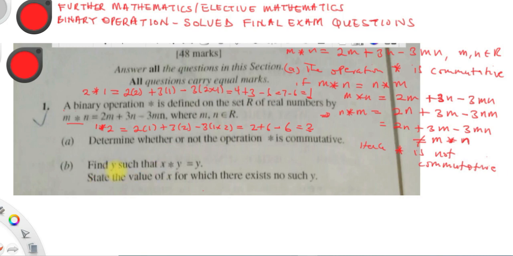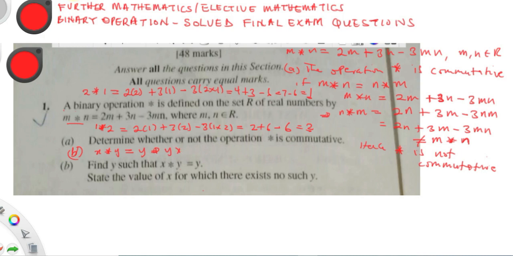So we are saying that you find y such that S star y is equal to y. This implies, what does it imply? S star y is equal to what? From here you get 2. Sorry, what have I written? S star y. I've written y star y.